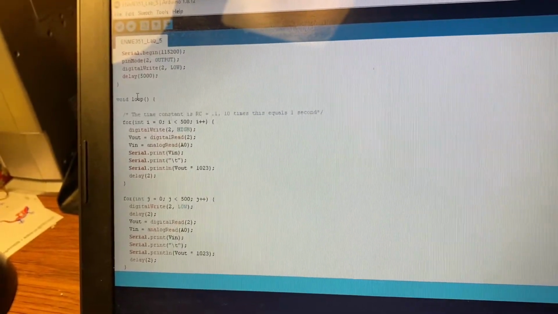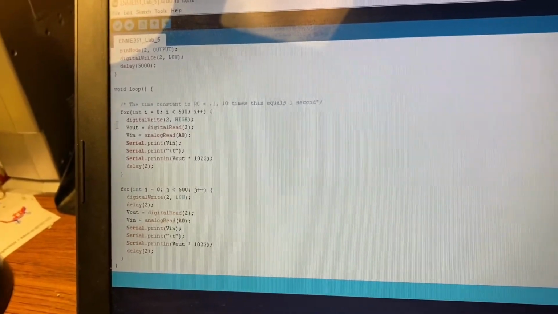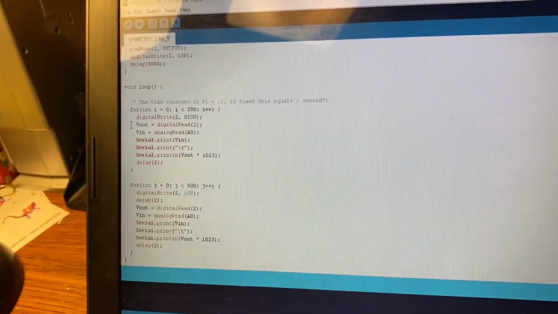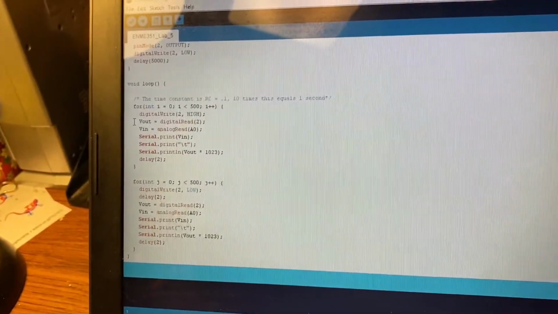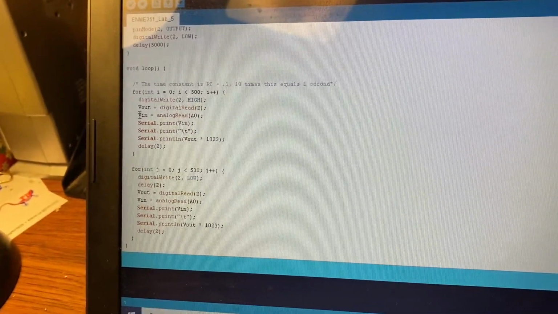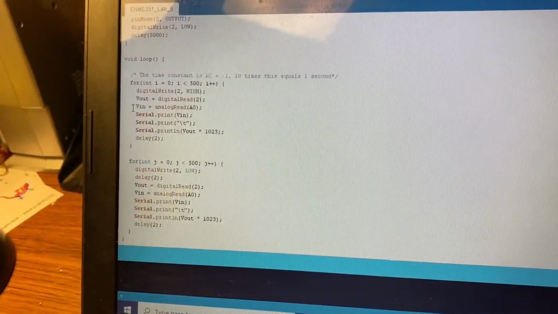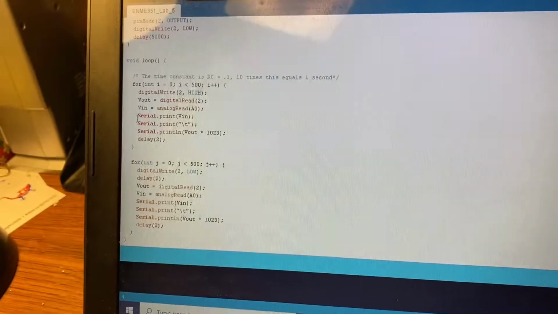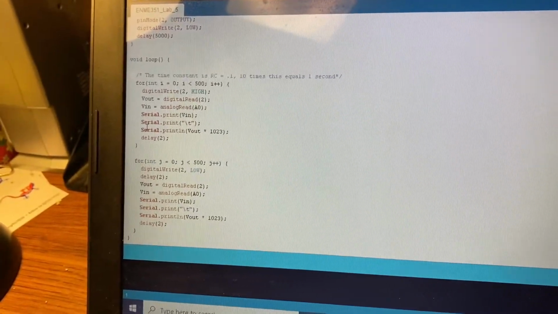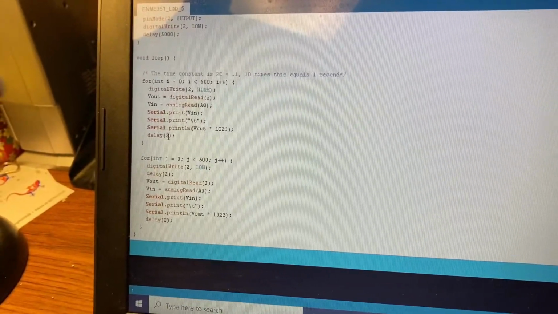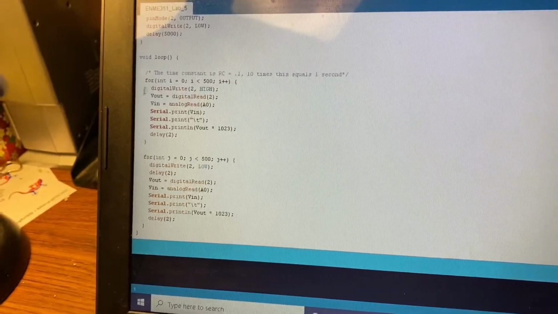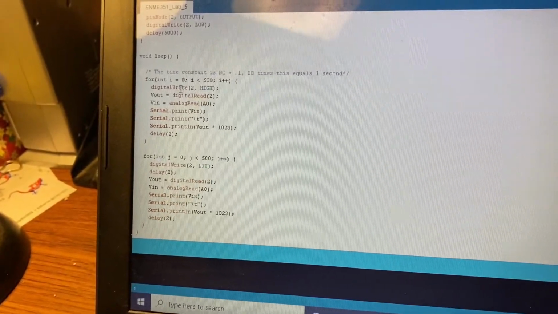In my loop function, I have two for loops. This first for loop writes digital pin 2 to high. It then records the voltage out of that pin and the voltage across the capacitor, and it prints these to the serial monitor. It then delays by 2 milliseconds, and this whole loop runs 500 times.